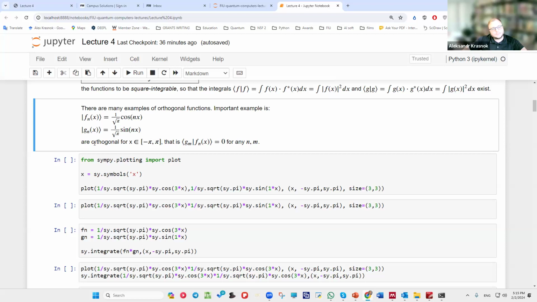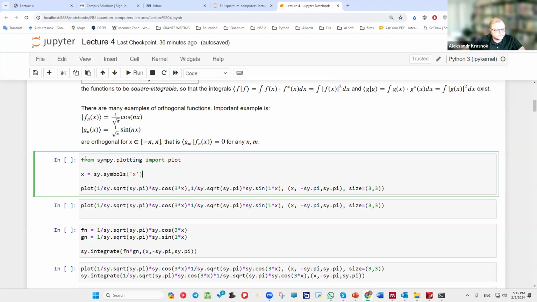And we will check, but these functions are orthogonal at the period of these functions. Okay, so the period of cosine and sine is 2 pi, right? So if I integrate the product of these two functions from 0 to 2 pi or from minus pi to pi, the result is 0. Okay, so let us check that, and let's check why so.